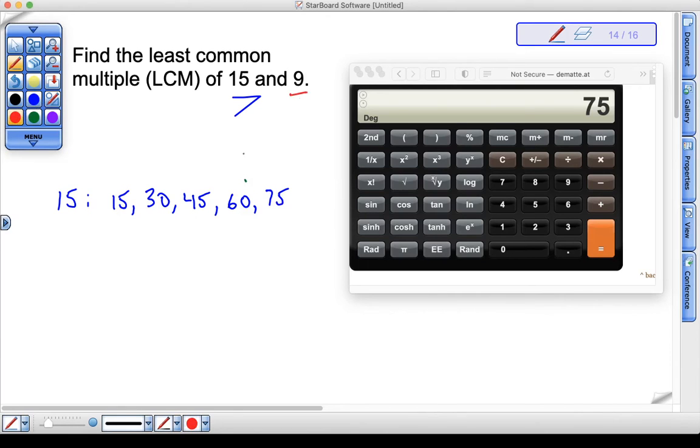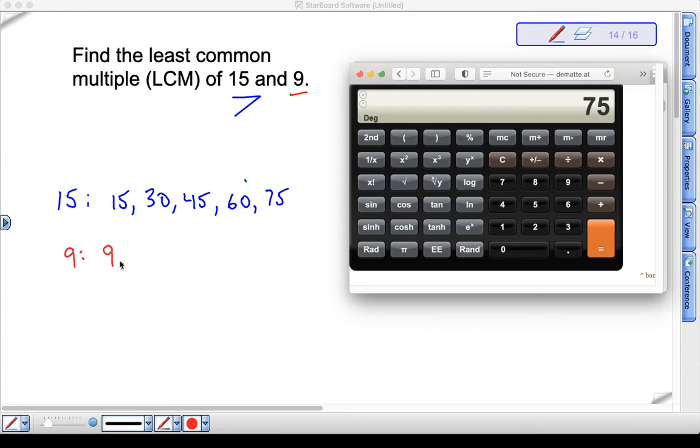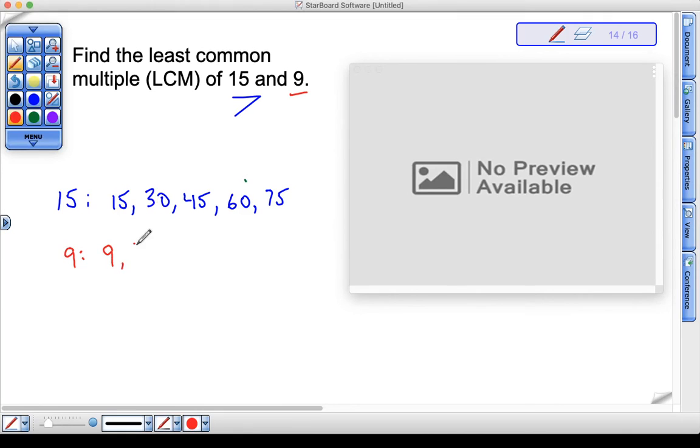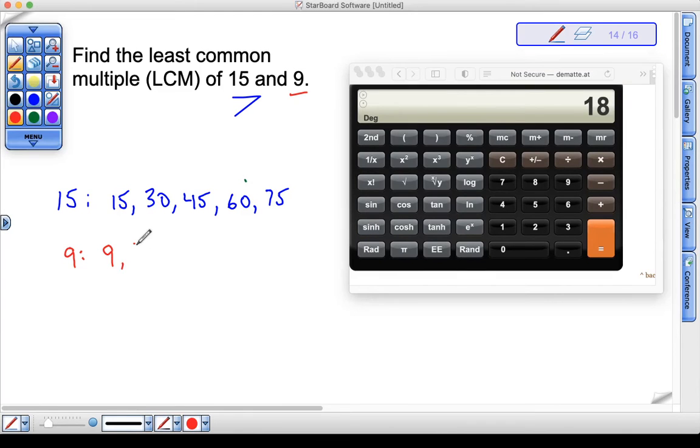So now I have to start working with the 9s. So I'm going to write down 9. First number is a 9. Now if I go to the calculator, I'm going to put in 9 plus 9 and hit equals. And I get an answer of 18. So I put 18 in here. And now I'm looking for it to match one of these numbers over here.